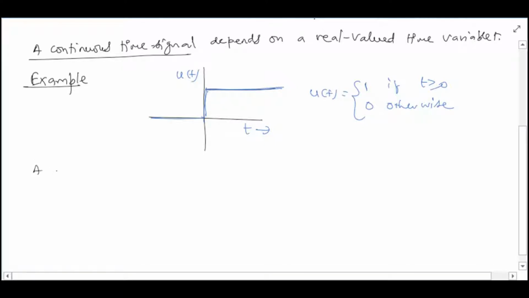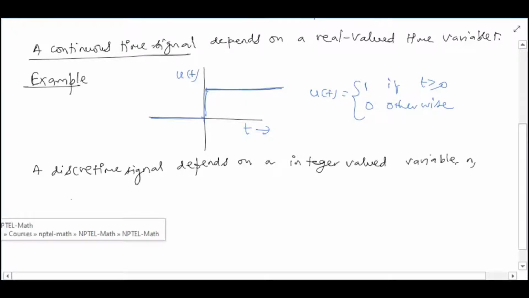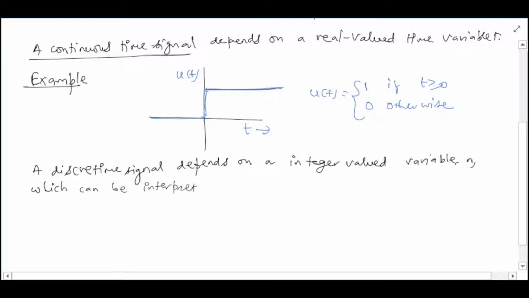On the other hand, a discrete time signal depends on an integer valued variable that indexes instances of time, which can be interpreted as an index of time. Rather, I would say as indices of time.